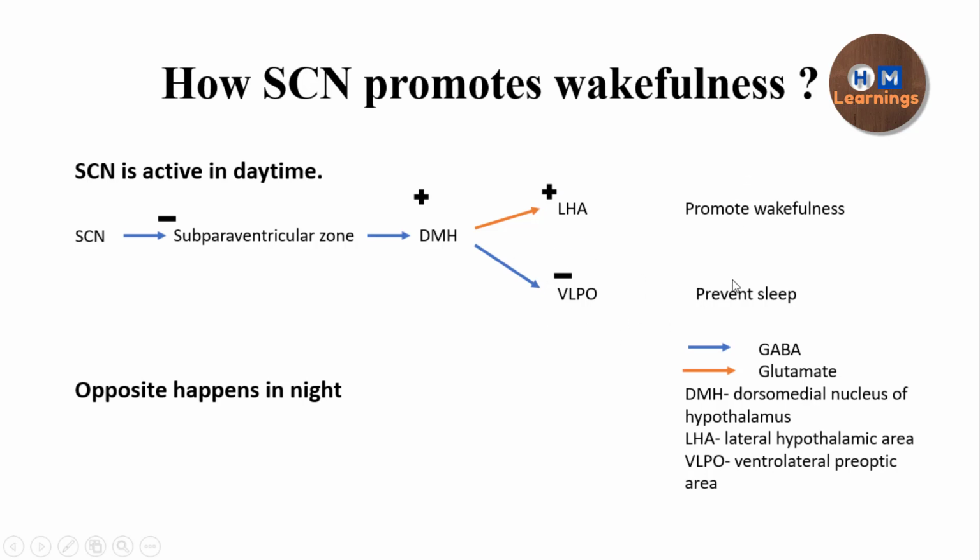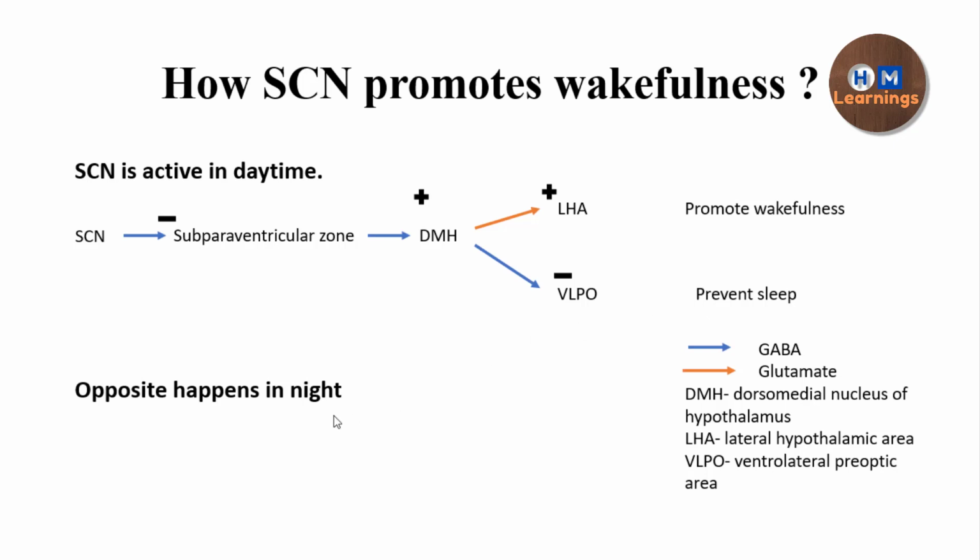So this area will remain inhibited and this area will remain activated. As a result, what is going to happen? There will be promotion, induction of the sleep, and there will be inhibition of the wakefulness. So I will again repeat this. The suprachiasmatic nucleus is active during the daytime, so it is going to send GABAergic neurons to inhibit the subparaventricular zone. Because of that, there will be disinhibition of the dorsomedial nucleus of the hypothalamus, which leads to the excitation of the area which is promoting the wakefulness and inhibition of the area which is preventing the sleep. And the opposite is going to happen in the night.